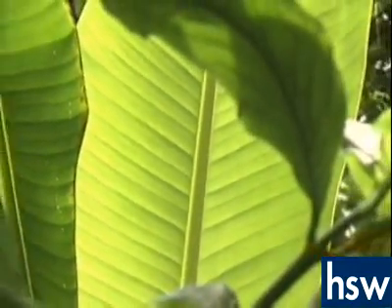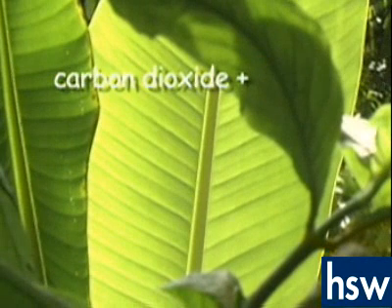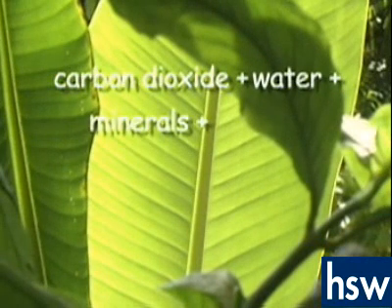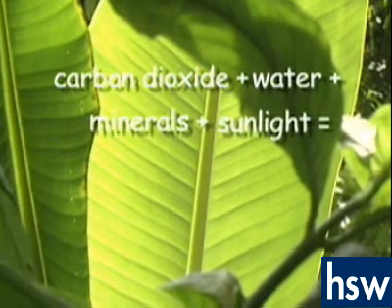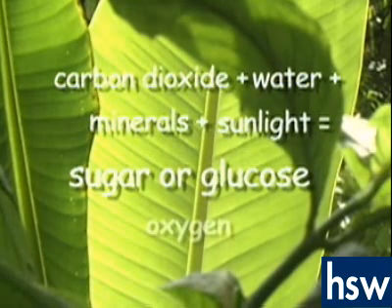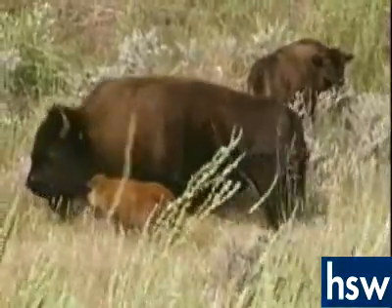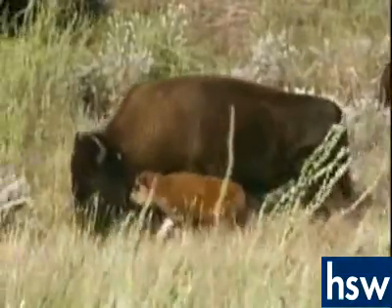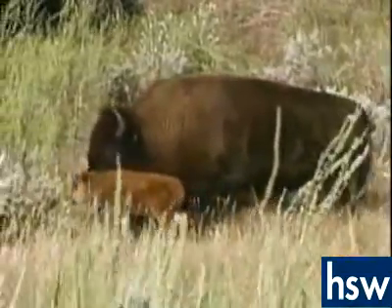Green plants take carbon dioxide from the air, water and minerals from the ground, and the light of the sun, and in the presence of chlorophyll in their leaves, produce food in the form of sugar or glucose. In addition, the plant releases oxygen as a byproduct of photosynthesis. So in many respects, all living things on Earth owe everything to the light from our sun.